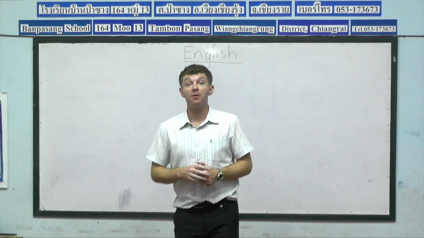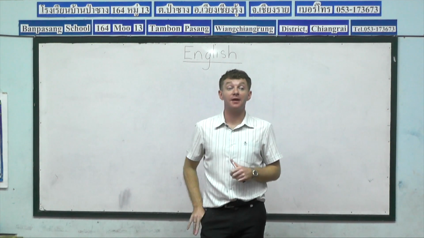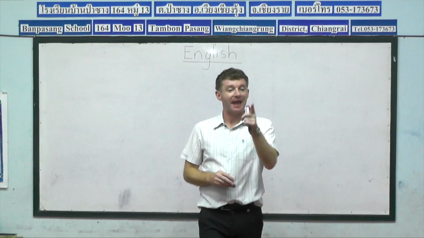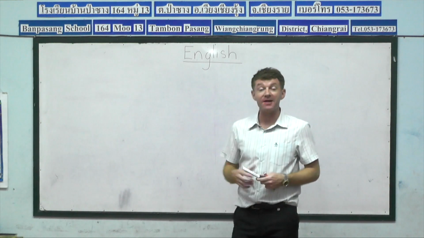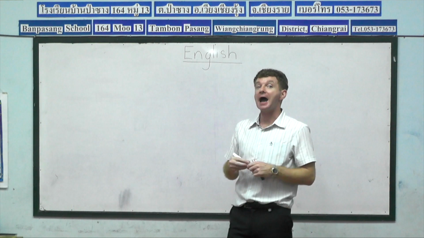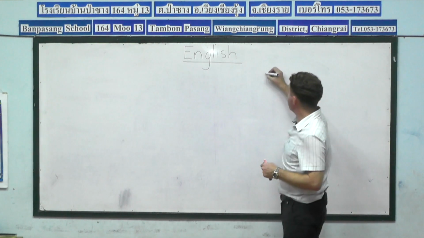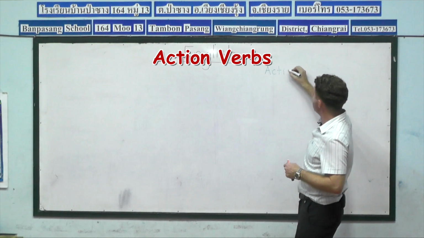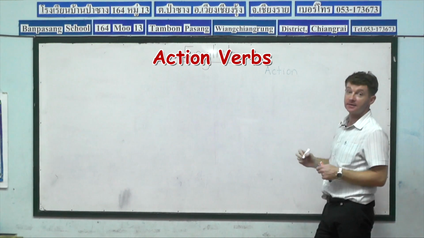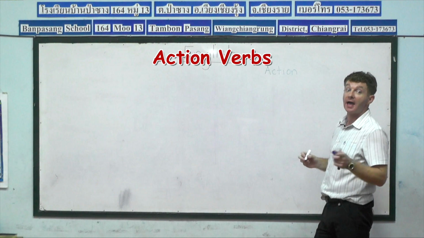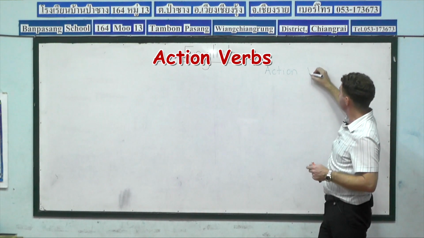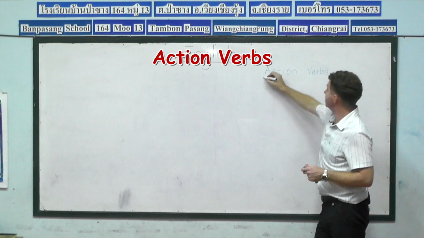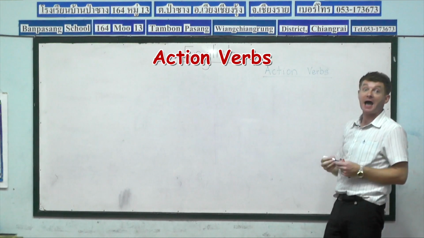So who can tell me what type of words we were learning about in English class last lesson? Excellent. That's correct. We learned about action verbs. A, C, T, I, O, N. Action. And then verbs. V, E, R, B, S. All together, guys, action verbs.